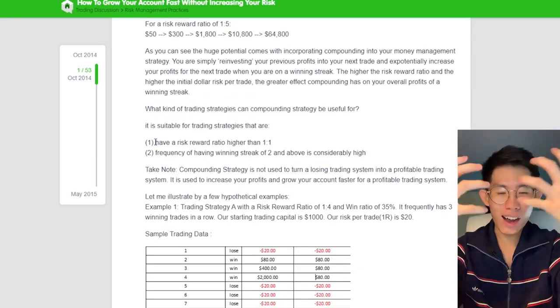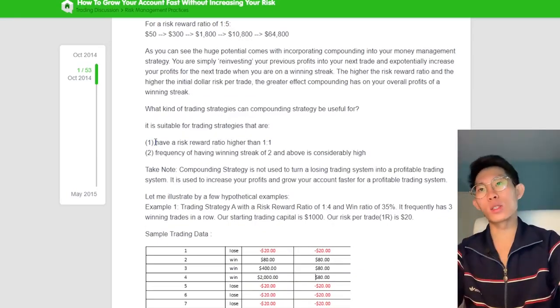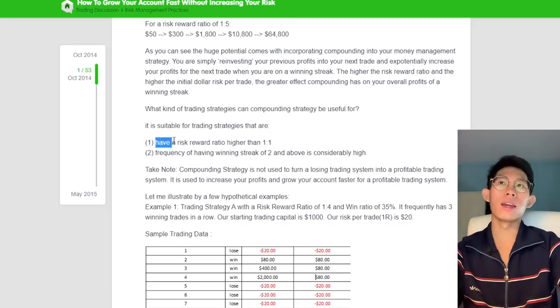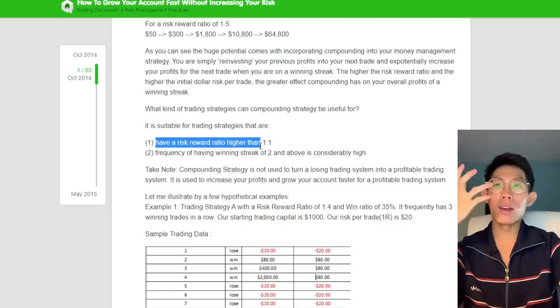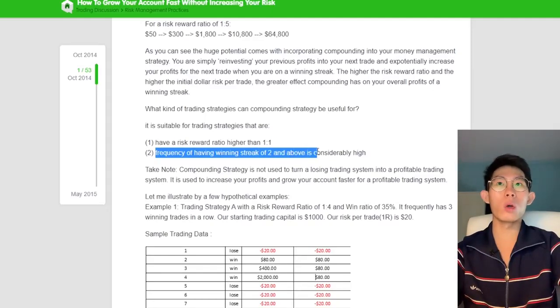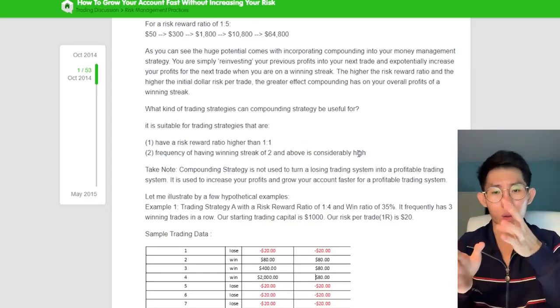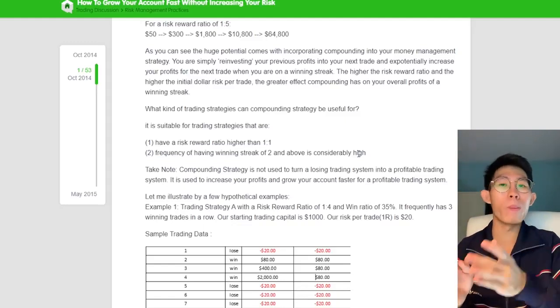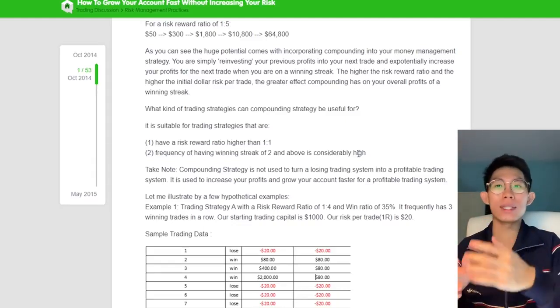So this entire compounding strategy is good for strategies that have a risk to reward ratio that is higher than 1:1. And then the strategy that you have also must have a frequency of having winning streaks of 2 and above. That means your strategy must work at least 2 times in a row. You must have at least 2 wins in a row.